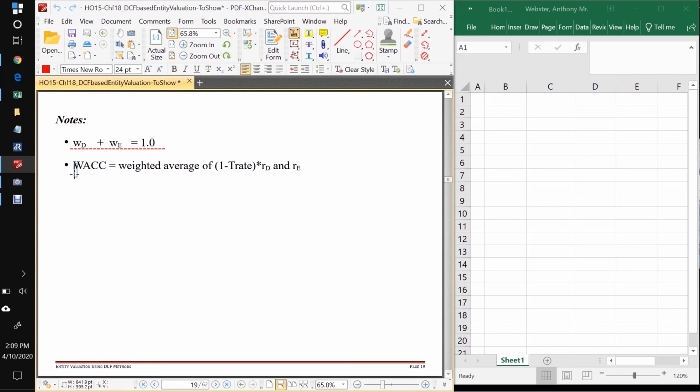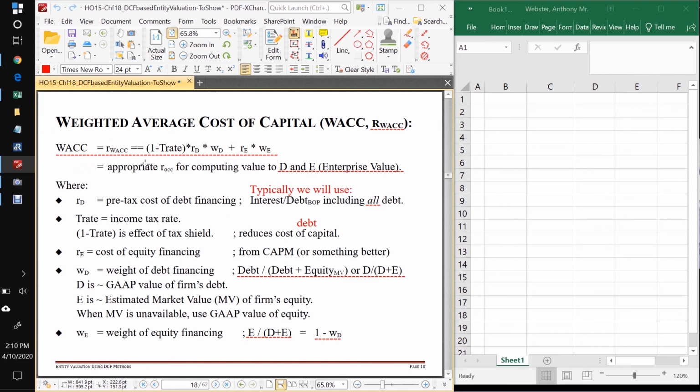So what does this really mean? Our weighted average cost of capital is really just a weighted average of our post-tax RD, right? And our RE, our cost of capital. So that's really all this equation is telling us. Not that complicated, not that big a deal, and it gives us something we can use to discount with when we're trying to get an NPV for everybody, for owners and lenders.